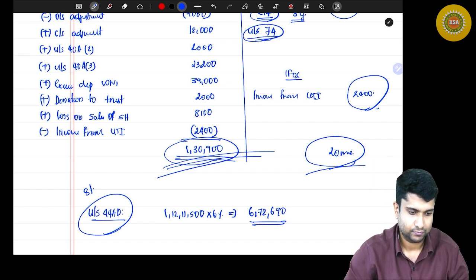ATG, ATG Shakti, not ATC. It's under ATG.